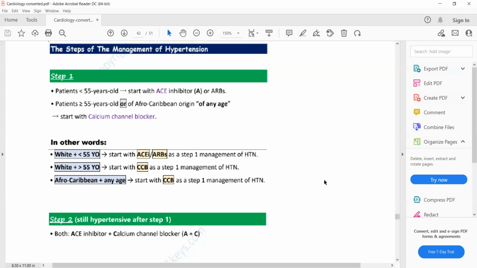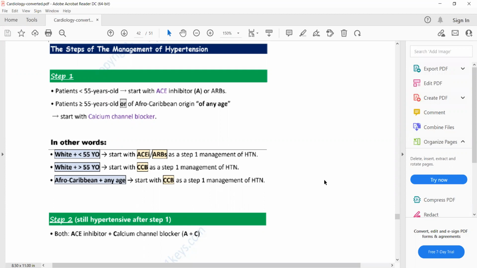And a patient of diabetes of any age, there are two circumstances in which you will ignore the age barrier. One is Afro-Caribbean. Afro-Caribbean of any age, the first line drug is calcium channel blocker. And diabetic of any age, the first line drug is ACE inhibitor. Because ACE inhibitors or ARBs are renoprotective, they have a beneficial effect on proteinuria.